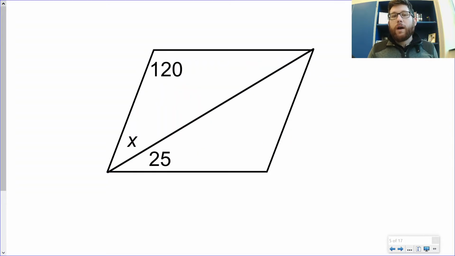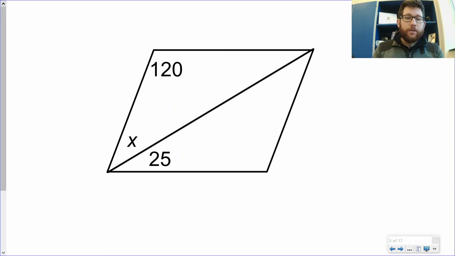Let's look at one more problem you might run into. All right, so we've got another parallelogram. We've got 25, we've got x, we've got 120. We've got a lot of stuff going on in here. Now, if you wanted to, you could solve for all the different angles. You could jump the 120 over here and do all that. We're just going to focus on solving for x.